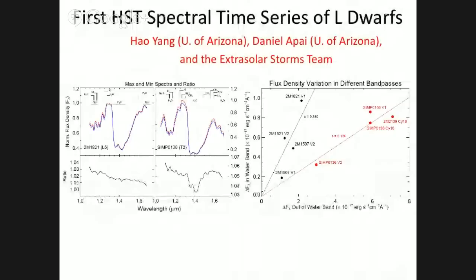Hi, my name is Hao. So we present the first HST spectral time series of an L dwarf, which is the plot on the left, showing that during one HST visit, the spectral variation between the brightest and faintest spectra of an L dwarf behaves differently from a T dwarf, showing that the water band variability behavior is different. So we think that is a result of the relative location of the clouds. So I think water band variability could be a proxy to detect the cloud height in atmospheres. Thank you.